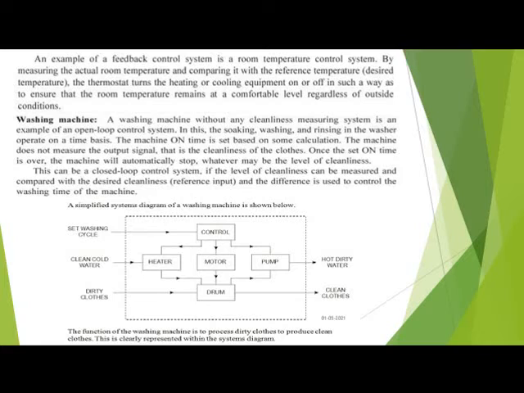I already discussed it. Now the difference is that a washing machine without measuring cleanliness is an example of open loop. In a closed loop system, soaking, washing, and rinsing in the washer operate on a time basis. The machine is set based on some calculation, but it does not measure the output signal, that is the cleanliness of the cloth. Once the time is over, the machine will automatically stop, whatever the level of cleanliness.